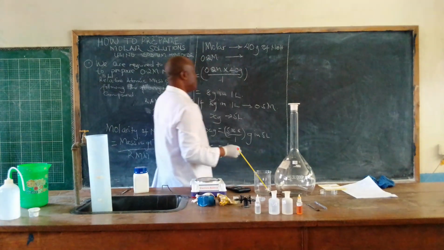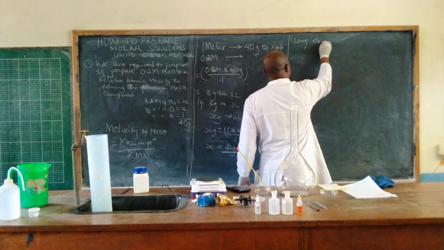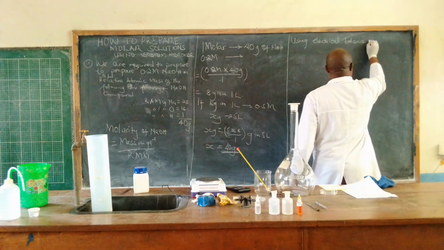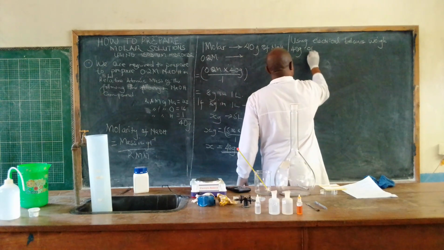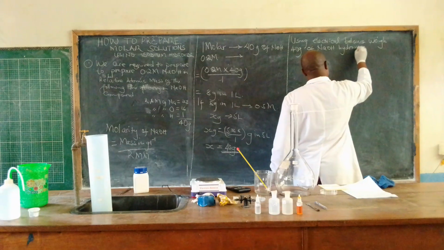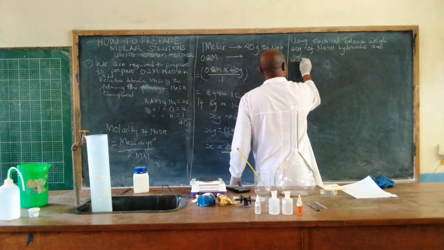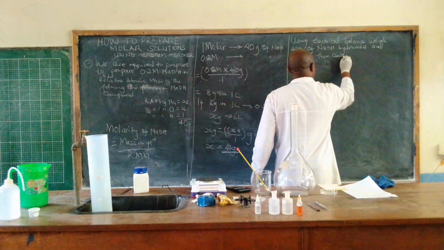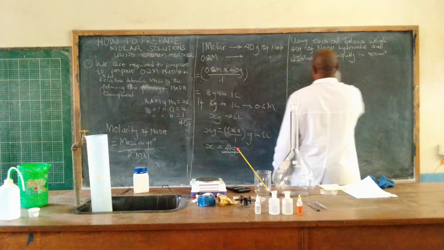Therefore, our conclusion is going to be: using an electronic balance, weigh 40 grams of sodium hydroxide pellets, and dissolve them completely in 700 cubic centimeters of distilled water.